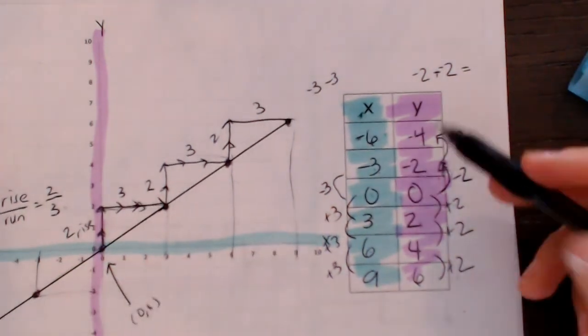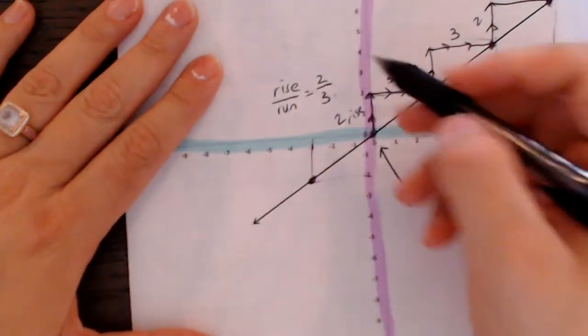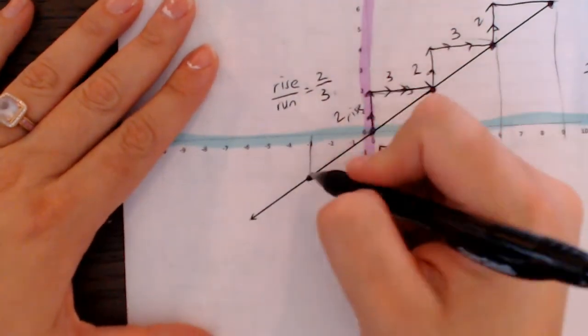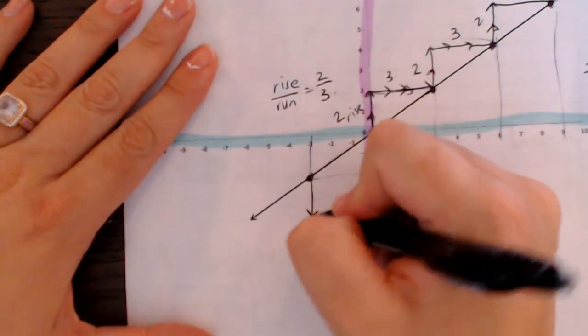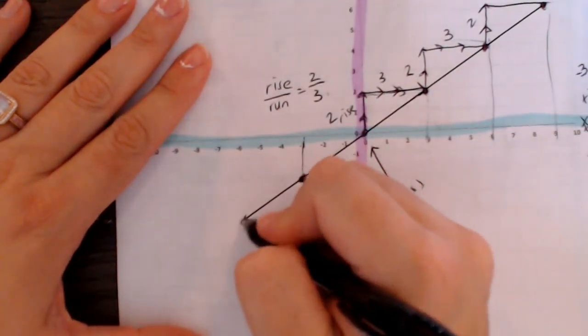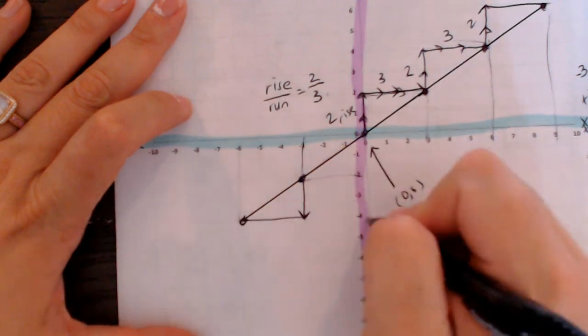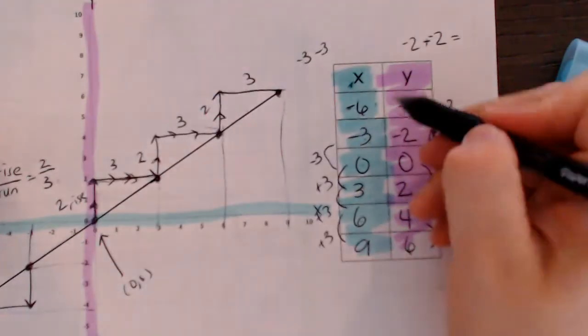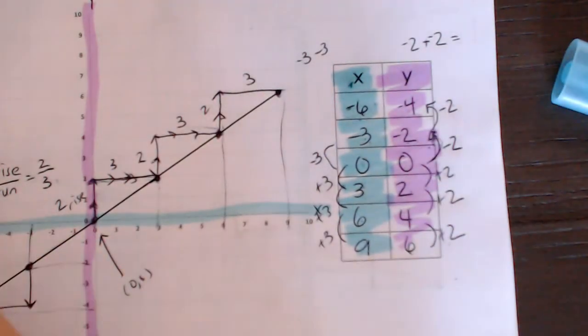I'm not too sure on this, Miss Lozano. Well, just go back over here. Instead of going up 2, you would go down 1, 2. And run, instead of going to the right, you would go to the left 1, 2, 3, which is -6 and -4. -6, -4. Finish the rest.